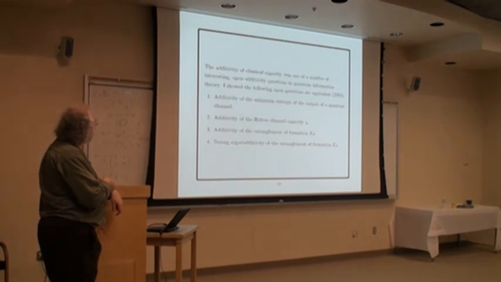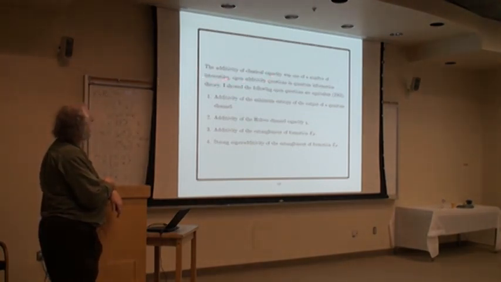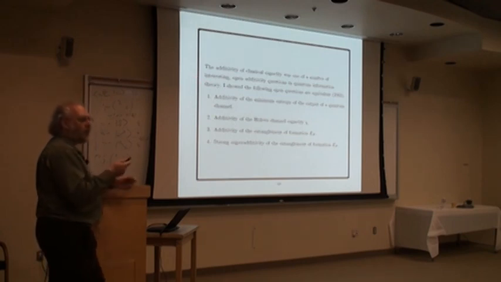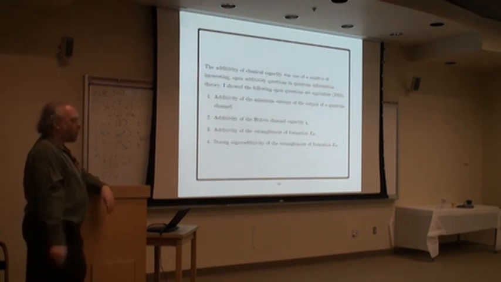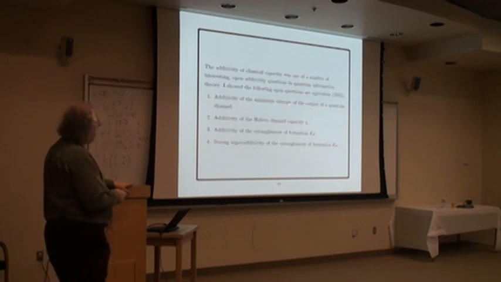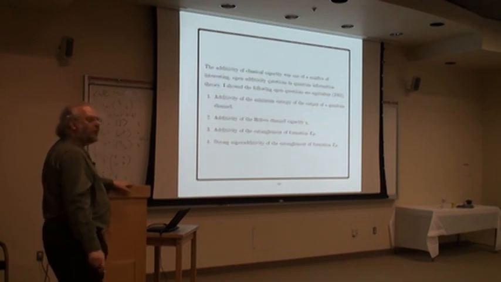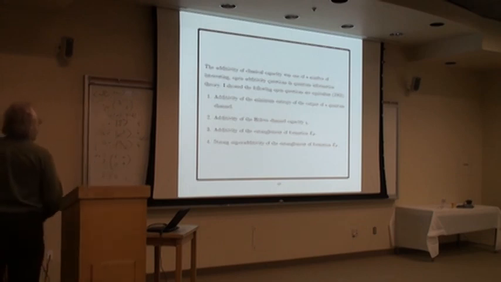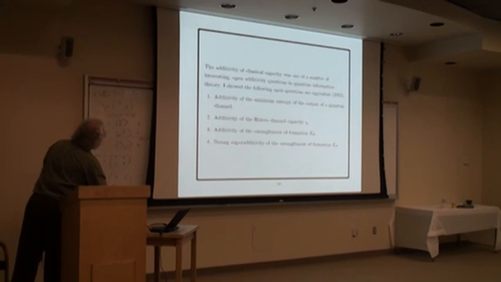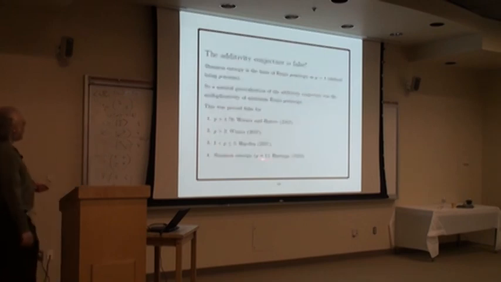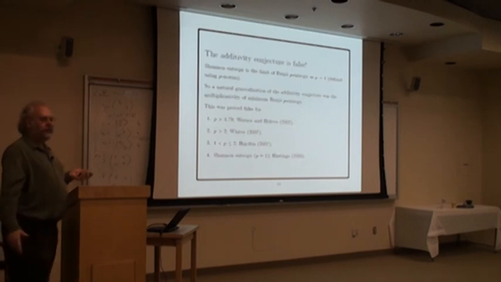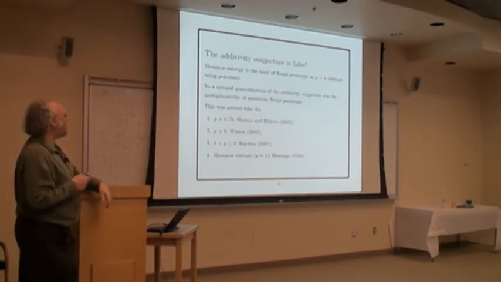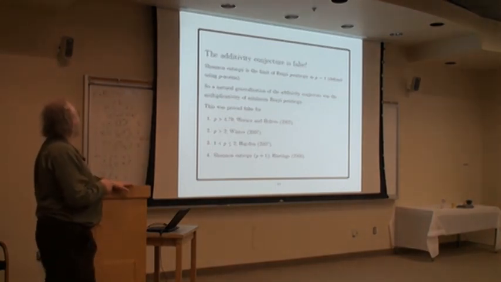So the additivity of classical capacity was one of a number of interesting open additivity questions in quantum information theory around 2000. And I showed that the following four open questions were equivalent: the additivity of the minimum entropy of the output of the quantum channel, the additivity of the entanglement of formation, which I have some slides on but I'm not going to be able to get to them, and the additivity of the Holevo capacity of a channel. So there were a bunch of very important additivity questions, and in 2008, Hastings showed that one of them was false, which meant that all of these equivalent questions were false. So none of them is additive.